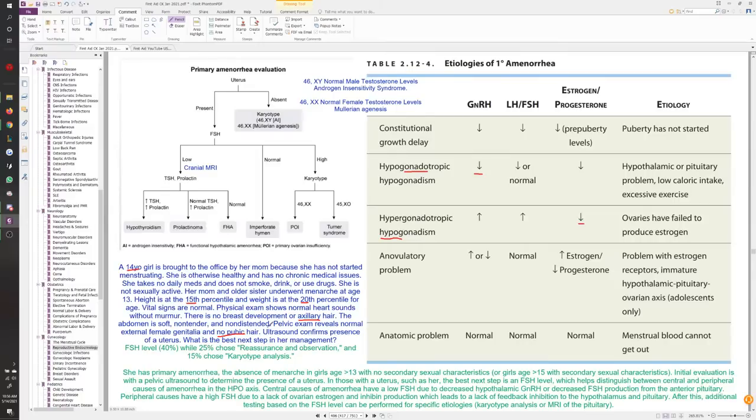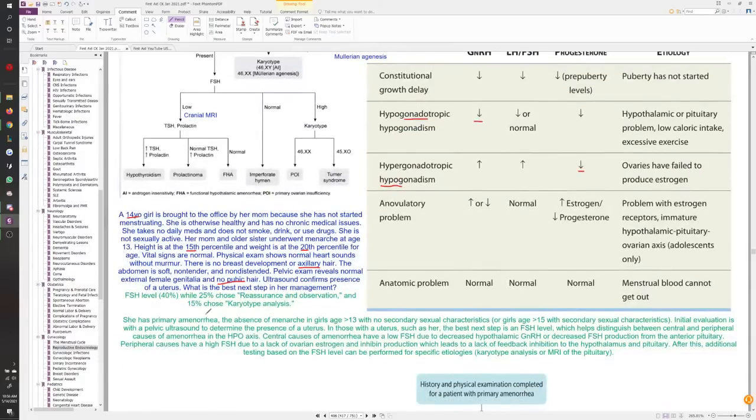So you can't just do reassurance and observation here, right? Reassurance and observation is the answer choice to pick when there isn't definitely a problem. But here we see a problem. There's something that's just not okay, right? So FSH level. So what's happening here? Well, she has primary amenorrhea, the absence of menarche in girls aged over 13 with no secondary sexual characteristics, right? Or girls who are aged over 15 and do have secondary sexual characteristics. Initial evaluation is with a pelvic ultrasound to determine the presence of a uterus.